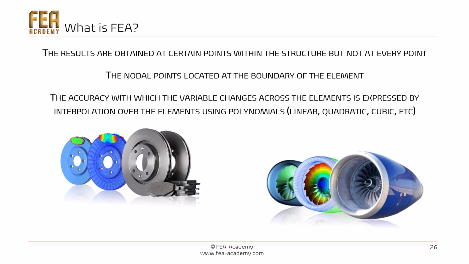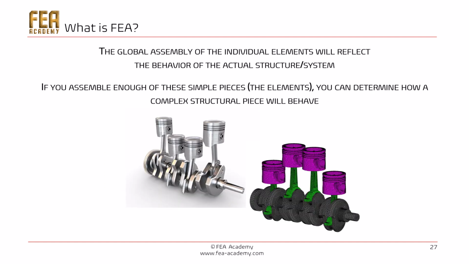It means that we obtain the results at certain points within the structure, but not at every point. These certain points are called nodal points and are located at the boundaries of the elements. The way the variable changes across the elements is expressed by interpolation over the elements using polynomials: linear, quadratic, cubic, etc. So the global assembly of the individual elements will reflect the behavior of the actual structure, the actual system.